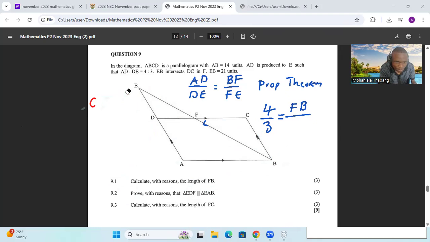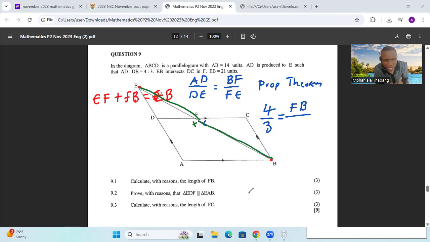Oh, let me write neatly. So I'm going to say EF plus FB is equal to EB, so that you will follow. I'm saying the length from E to B is made up of two portions. It is made of EF plus FB. So the whole EB is made up of EF and FB.